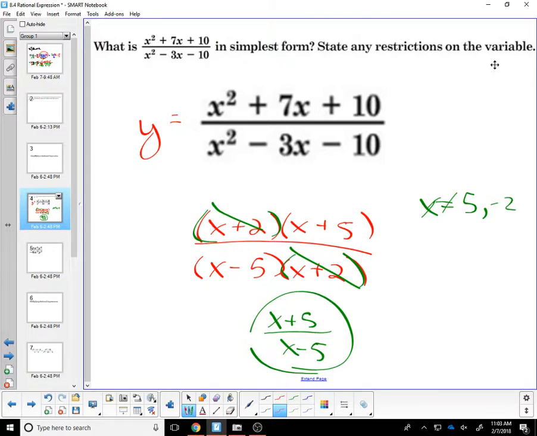And negative 2. It would be discontinuous, Kaylee, where these become 0, which was what we said it cannot be. That would create discontinuity. That would break, if you will, the math. And we would have undefined business here. And we can't have that. So we would have discontinuity at 5, and we would have discontinuity at negative 2.